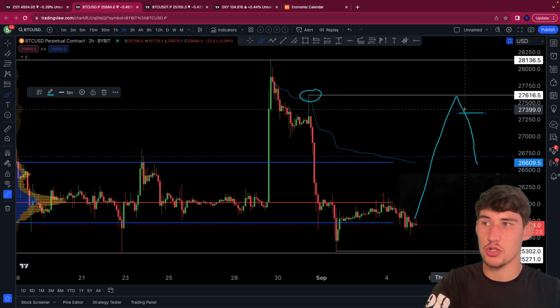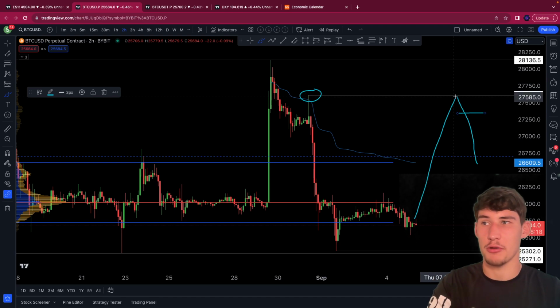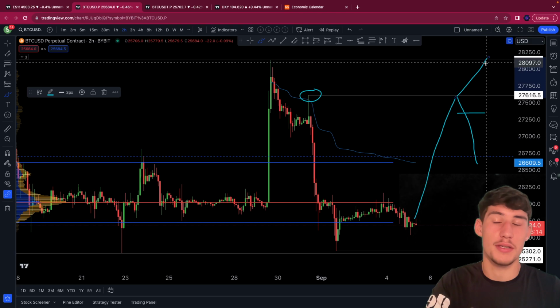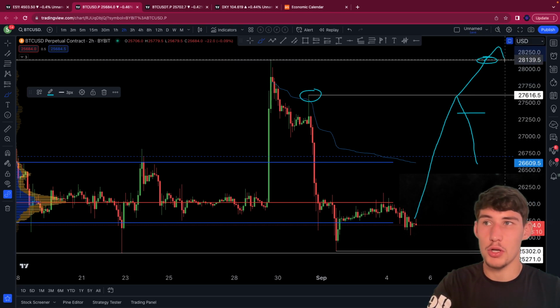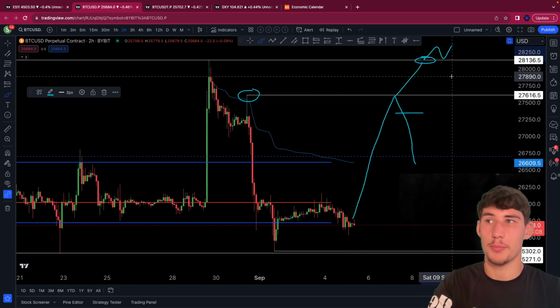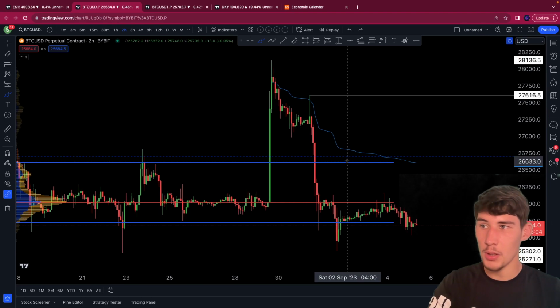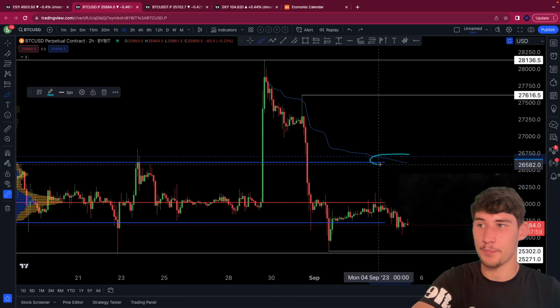I'm looking to short that level, but remember, if we don't see the bearish confirmation, bearish confluence at this level, then we're looking at higher prices. If we don't see the bearish confirmation here, the bearish confluence, then we're looking for higher prices there. Then we're possibly looking for 29,000. But the first level of resistance that I'm looking at shorting is actually this level right here.